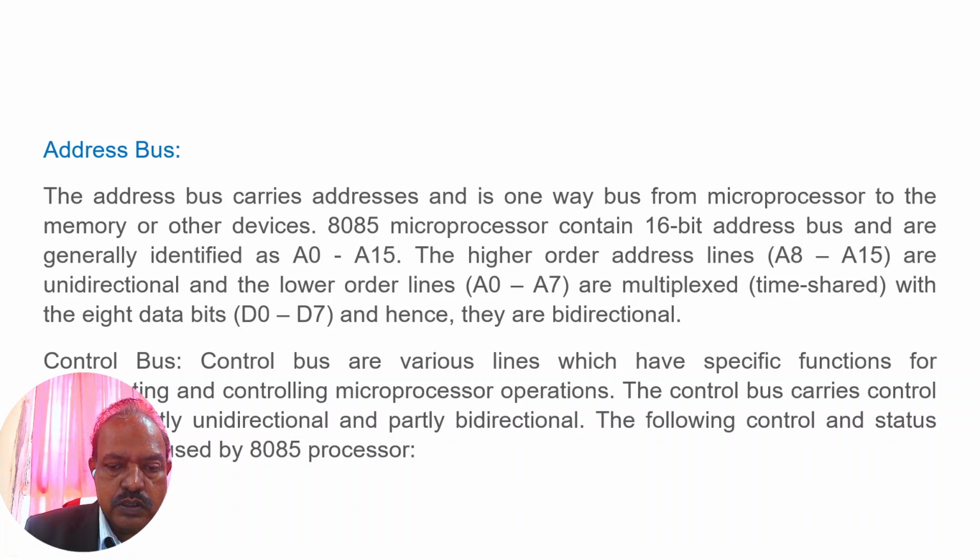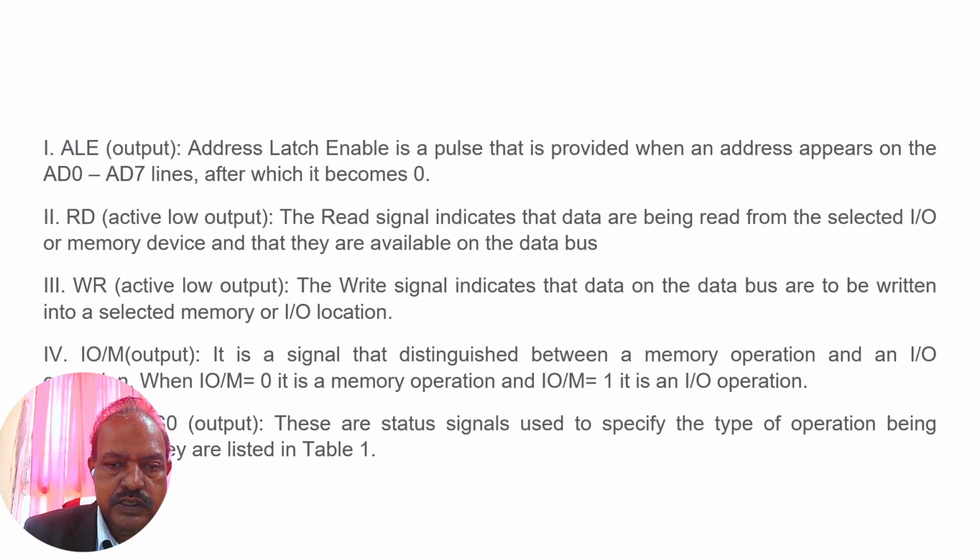Then coming to the control bus, there are various lines which have specific functions for coordinating and controlling microprocessor operations. The control bus carries control signals, partly unidirectional and partly bidirectional. The following control and status signals are used by the microprocessor. One is the address latch enable, ALE. Address latch enable is a pulse that is provided when an address appears on AD0 to AD7 during the lower byte, after which it becomes 0 again.